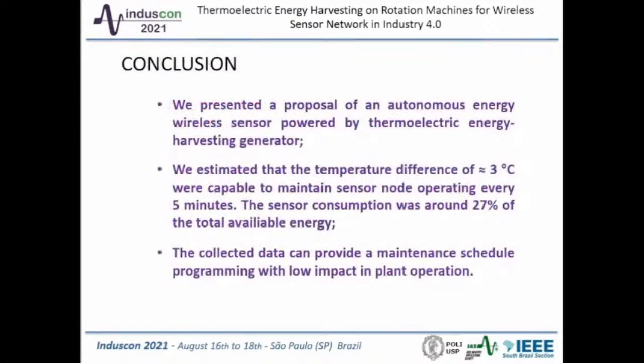In this work, we presented a proposal of an autonomous energy wireless sensor powered by a thermoelectric energy harvesting generator. We estimated that a temperature difference of 3 degrees Celsius was capable of maintaining the sensor node operating every 5 minutes. The sensor consumption was around 27% of the total available energy. The collected data can provide a maintenance schedule program with low impact in plant operation.